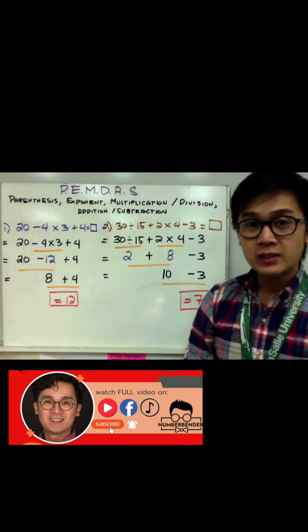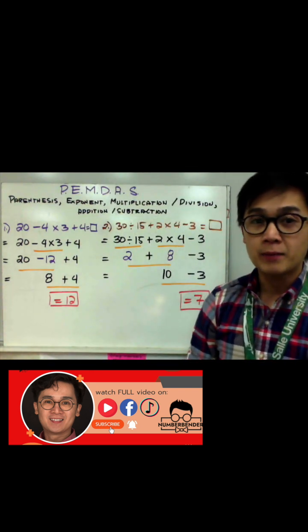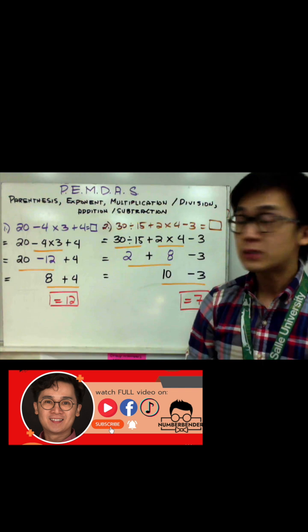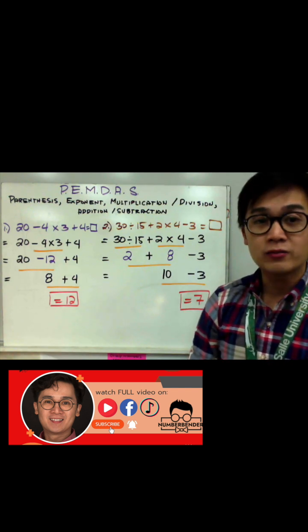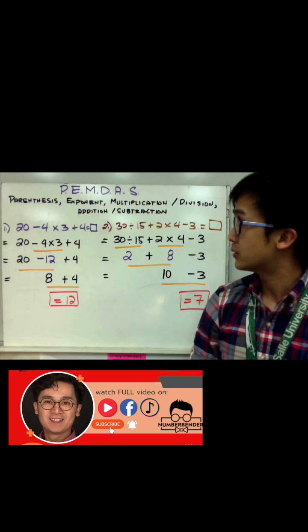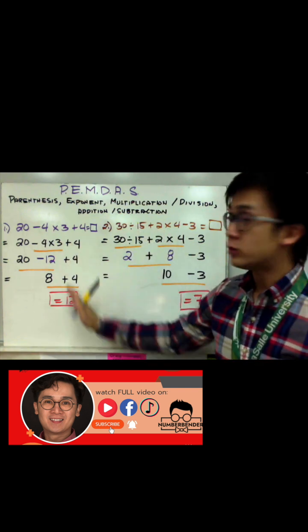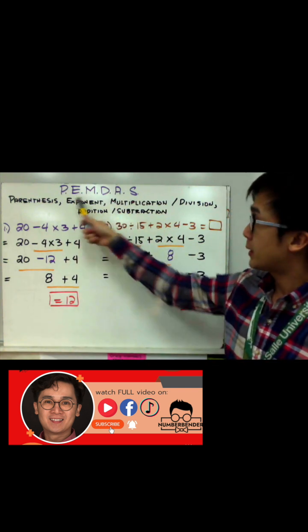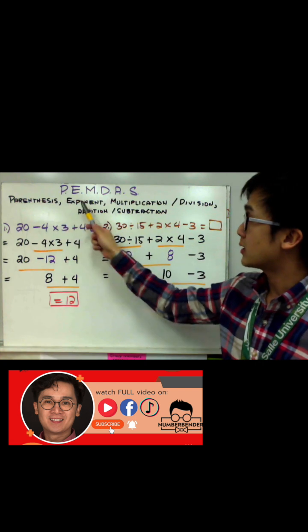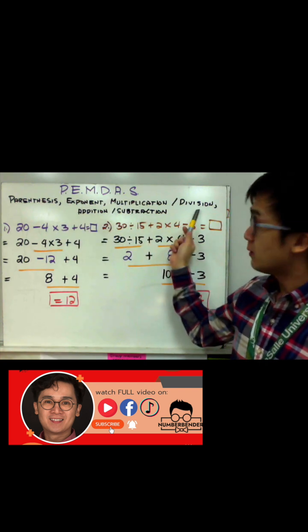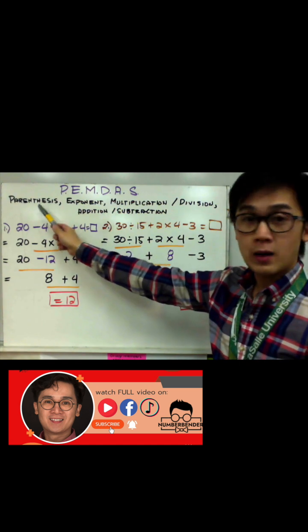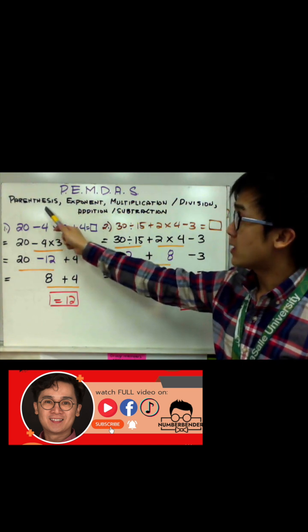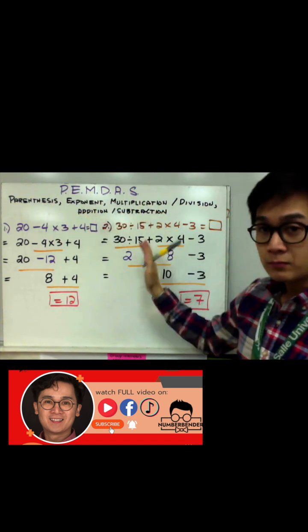Now for the next set of examples that I have, the left to right method will no longer work. The reason that the left to right method is no longer useful is because we have several operations in one problem. So in this case, we will use the very famous acronym PEMDAS: parentheses, exponent, multiplication or division, and addition or subtraction. So we will work with the operations inside the parentheses first, and then exponent, and so on.